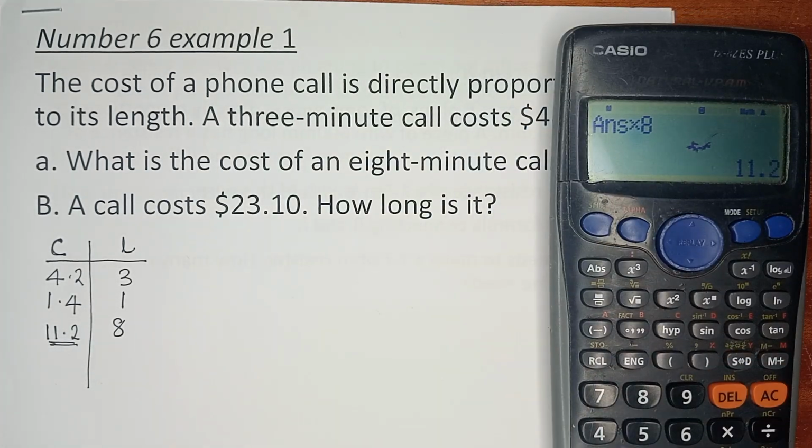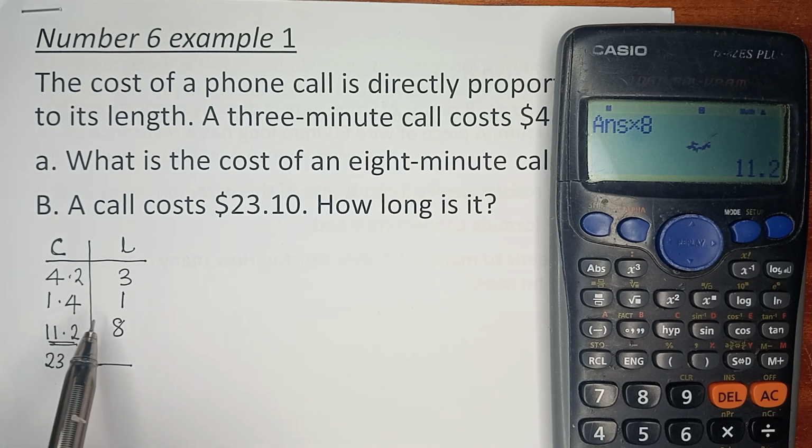What about part B of the question? A call costs $23.1. How long is it? Now we have 23.1. We don't know the length, but we have information that each and every minute is costing us $1.4.